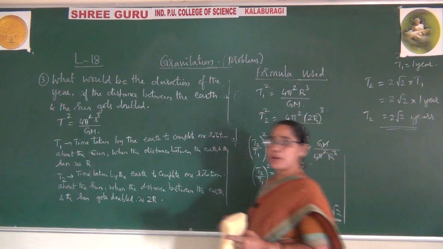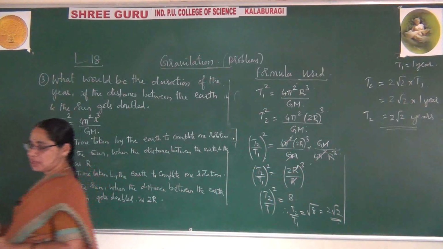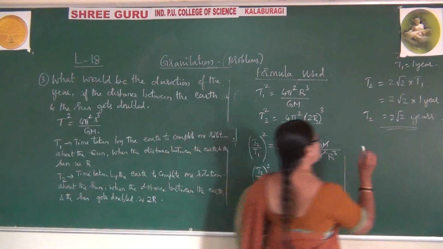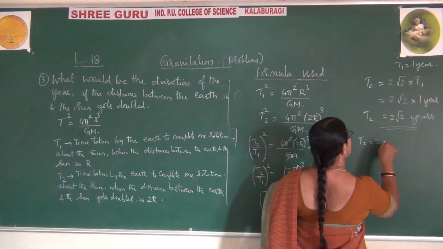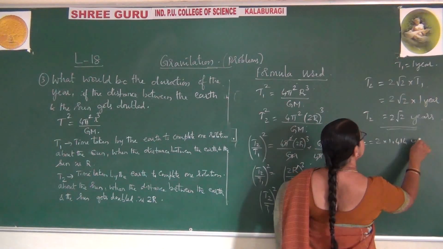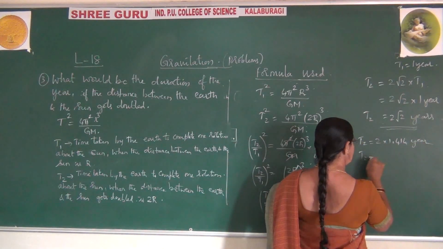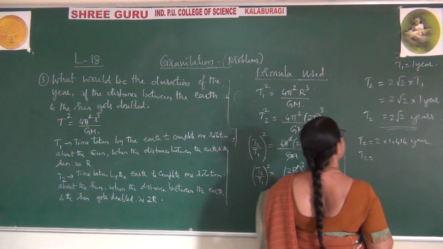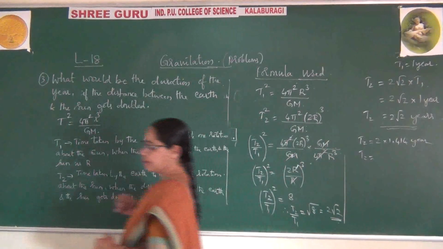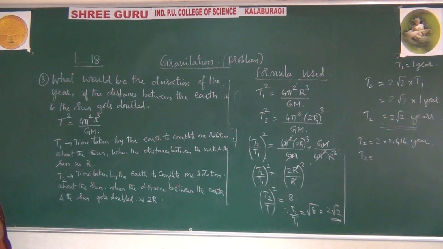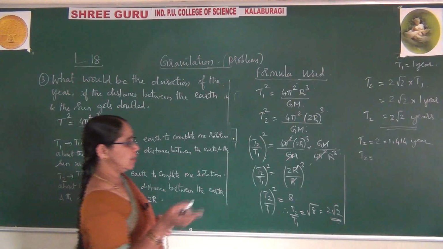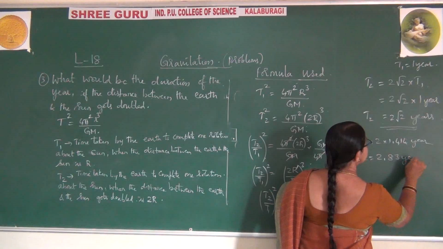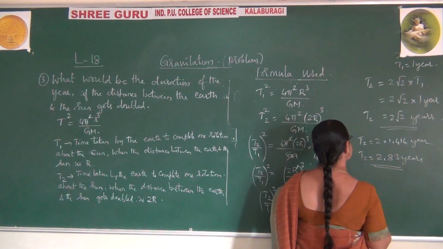You can also take the square root of 2. Root 2 is 1.414. If you multiply, you get the value for T2 as 2 into 1.414 years. It is as good as T2 is equal to 2 into 1.414. You will get it as 2.83. That is 2 4s are 8 you get. So 2.83 years. You can write like this.